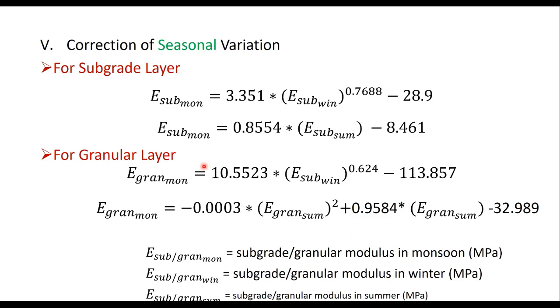Now, subgrade and subbase layers are affected by moisture, and therefore a seasonal variation correction is applied to these layers using these equations. These are given in the IRC code.